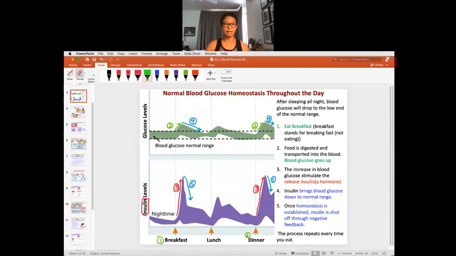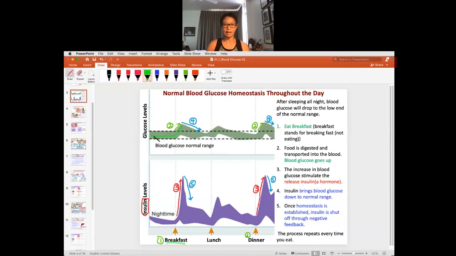So what happens is that, say you were sleeping and you were in the normal homeostasis range, and then when you eat breakfast at step one, at step two, that's going to increase your blood glucose. It depends what meal you ate. If you just had some fruit and yogurt, you might not raise it as much as, say, if you had a donut and then a mocha frappuccino.